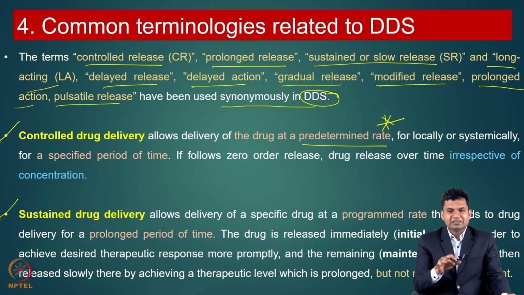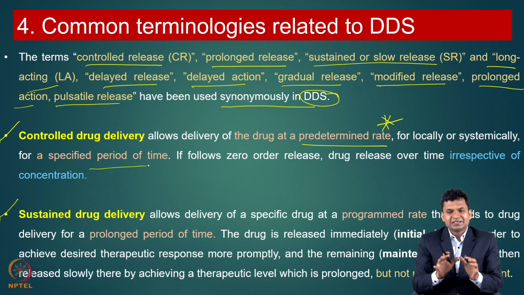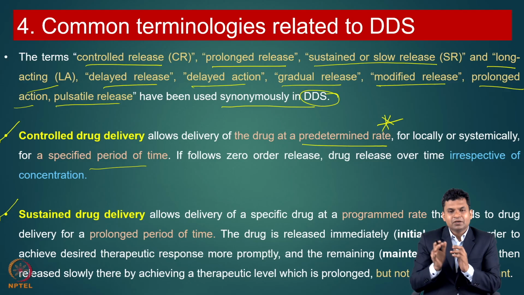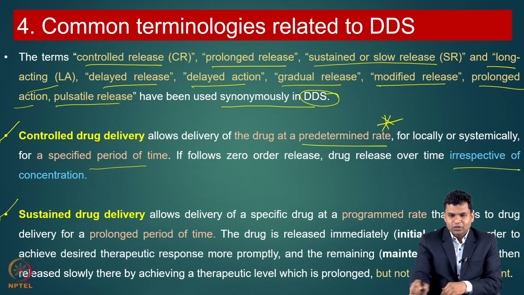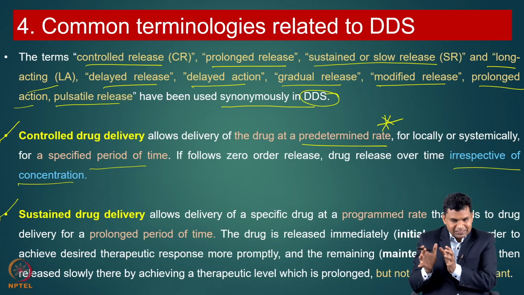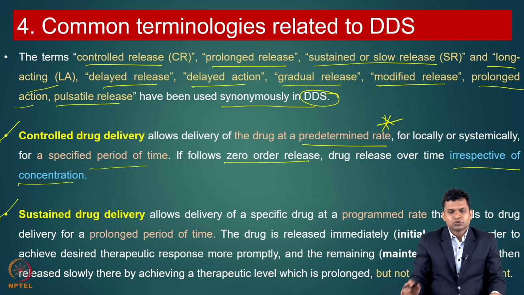So, the drug will release at a predetermined rate, locally and systemically, for a specific period of time. Here the drug will release at a particular rate and for a particular time, so it will not depend on the concentration of the drug present in the drug delivery system. So, this is nothing but zero order release. The drug will release over time irrespective of the concentration. Such release is called zero order release.